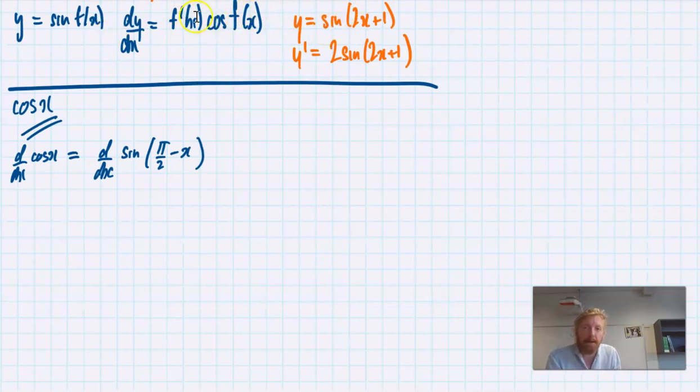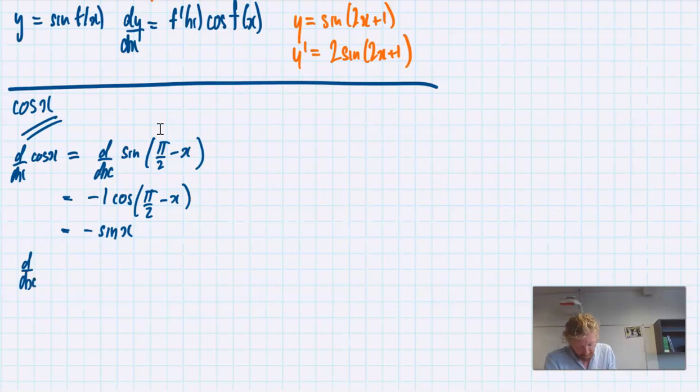Now I can just do the derivative of that inside function. The derivative of that inside function is minus 1. The derivative of sine goes to cos, and I can just change that back to sine. Minus 1 times sine x. So the derivative of cos x equals minus sine x.